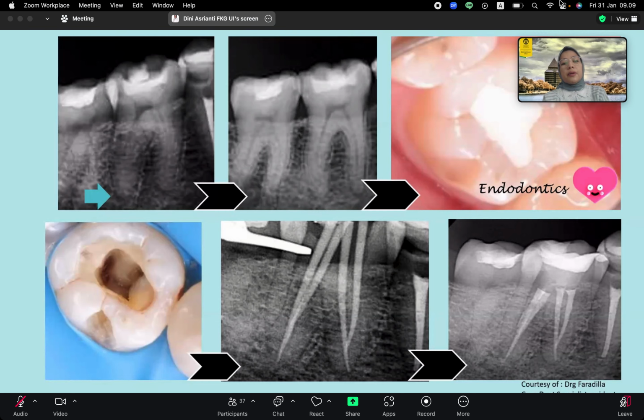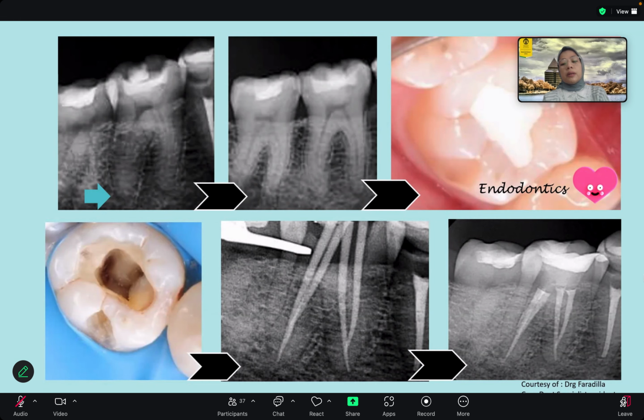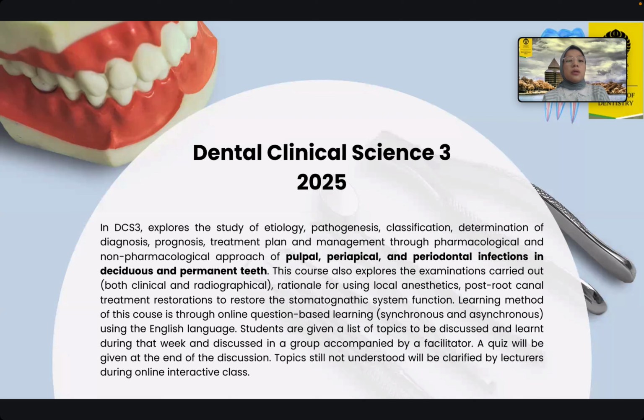And then for the last time, you will learn also about the restoration. Yeah, so this is the Dental Clinical Science 2025. In DCS3, you will explore the etiology, pathogenesis, classification, determination, diagnosis, prognosis, treatment plan, management of the case, and also the evaluation of the case from pulpal, periapical, and also periodontal infection in permanent and also in deciduous teeth. Yeah, so don't forget the deciduous one.